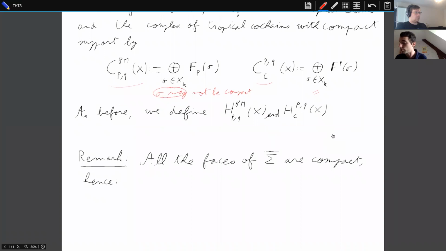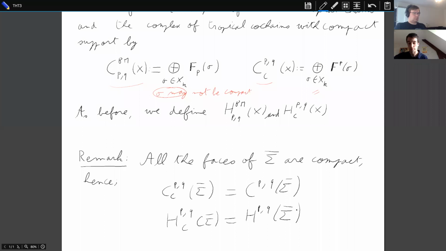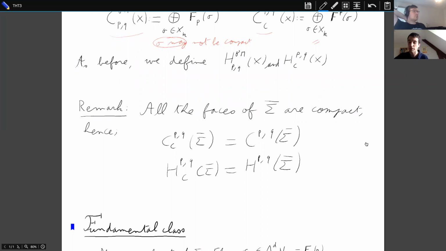And so, as I said, for compact tropical varieties, every face is compact. So the two coincide. So we have CPQ, for instance, of sigma bar, which is equal to CPQ compact of sigma bar, and so HPQ compact of sigma bar is equal to HPQ of sigma bar. Okay, so this is true because the compactification of sigma is compact, but it's not true for the open fan sigma.